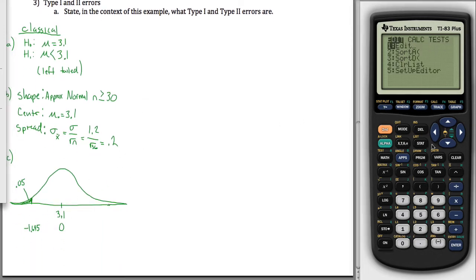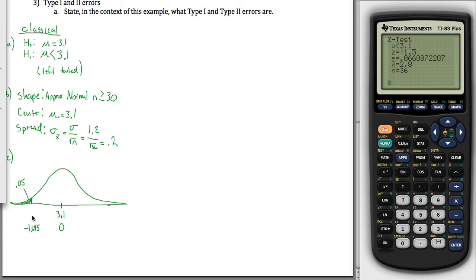And the way I can figure that out is if I hit stat and then tests and then z-test. I have statistics. Mu naught was 3.1, sigma was equal to 1.2. Again, make sure you put in sigma, not sigma sub x bar. X bar was 2.8, and n was 36. And my alternative hypothesis is that mu was less than mu naught. So I'll go down here and hit calculate, and what I get is that my z score was negative 1.5.